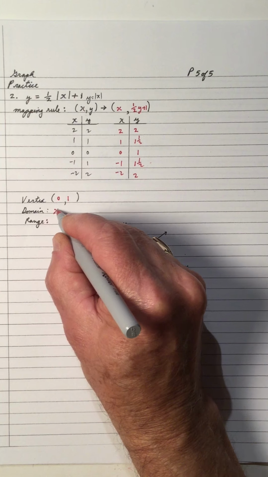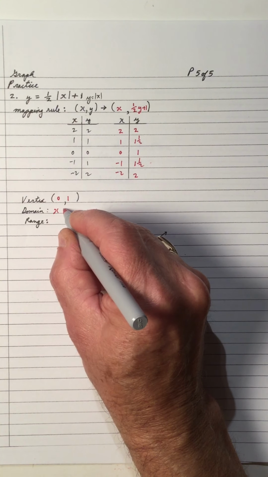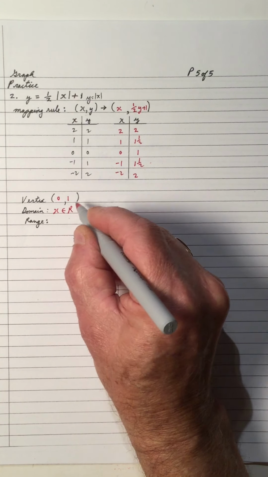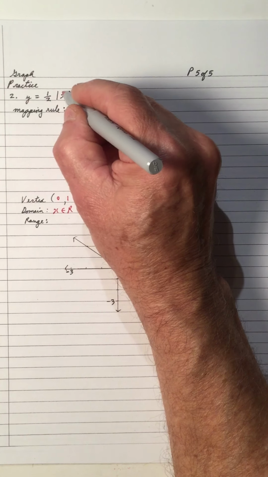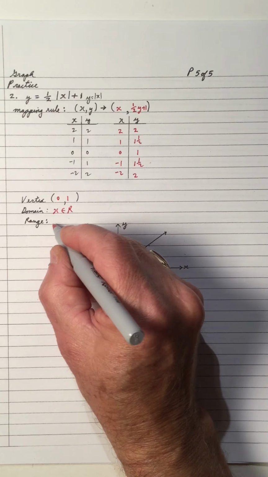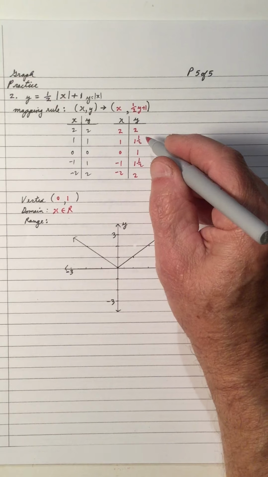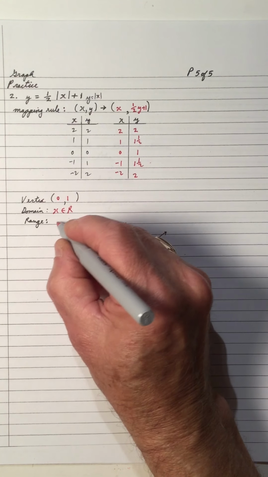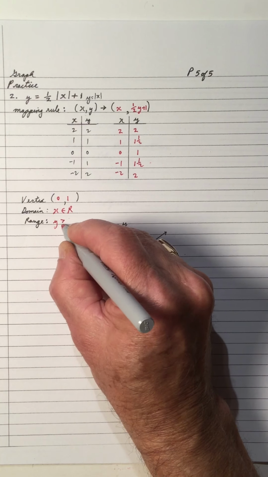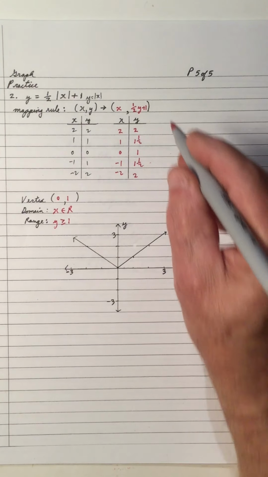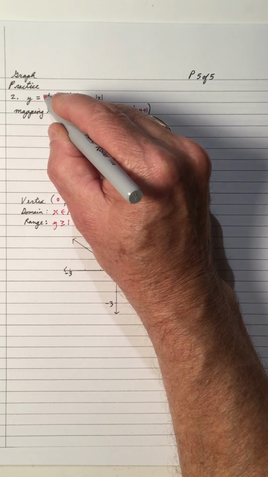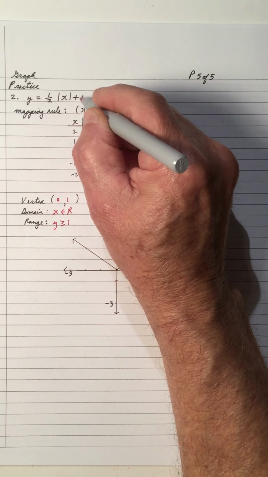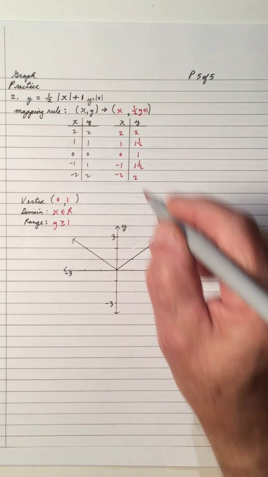The domain is x belongs to the real numbers, always for the absolute value. Again, this is a linear, degree 1. And the range, it's going up, and it's going up from the 1. So y is greater than or equal to 1. Notice it's plus, because this plus is going up, and it's going up from the y value of 1.